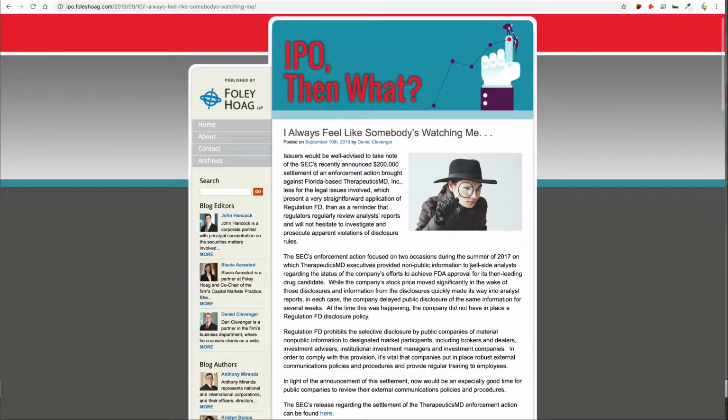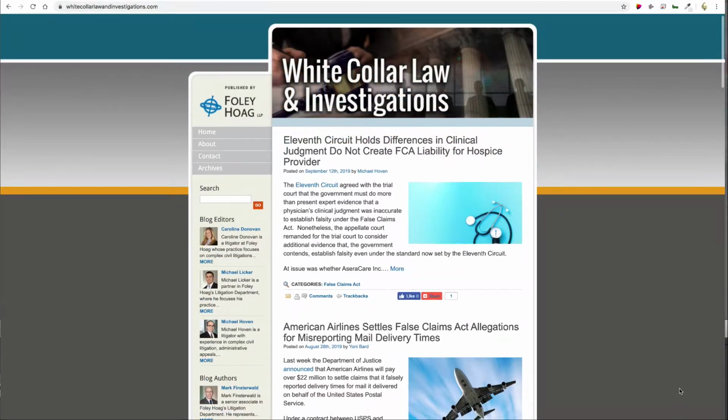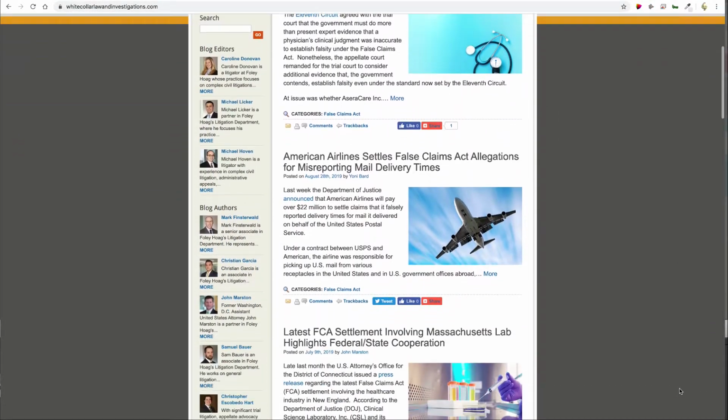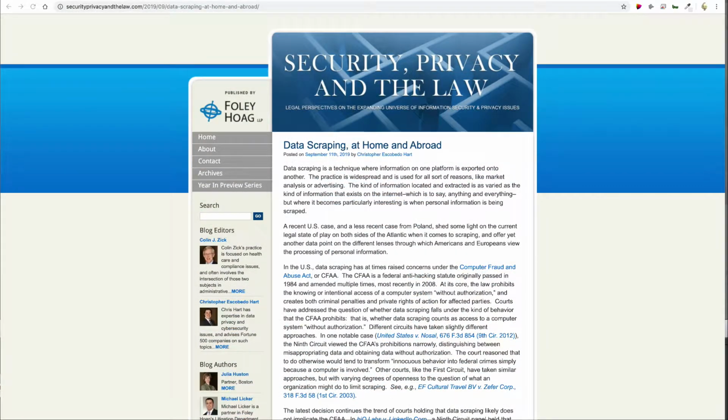The whole structure of what they post on, when you're a law firm, you can comment on headlines as they pop up. This is how a blog should work, that experts are commenting on it. So September 10th, this is white collar law. So clearly they have a large cast there. Security, privacy, and the law. So data scraping. There was a ruling recently, and this is Foley-Hoag's post on that.